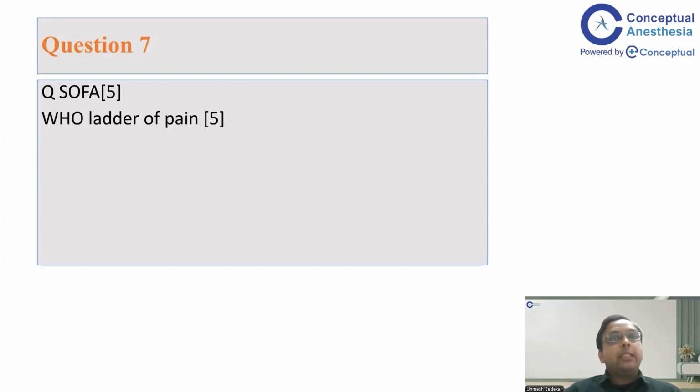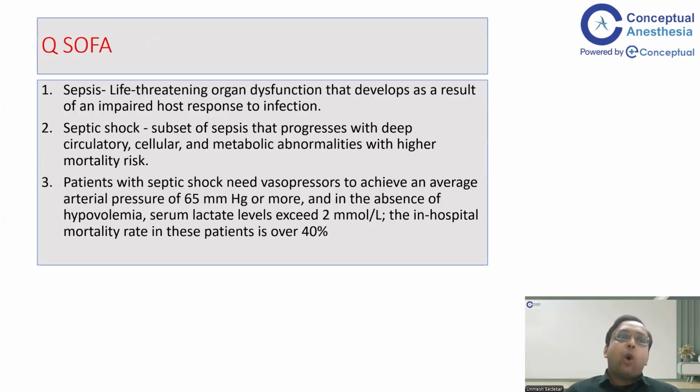The next question is regarding pain. One is regarding a scoring system known as qSOFA, and the sub-question is the WHO ladder of pain. Regarding qSOFA, or quick SOFA, that is sequential organ failure assessment, these parameters are used to check for sepsis, which is a life-threatening organ dysfunction that develops as a result of an impaired host response to infection. So basically, life-threatening organ dysfunction because of impaired immunity is sepsis.